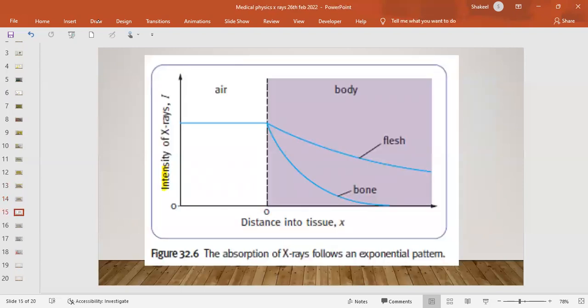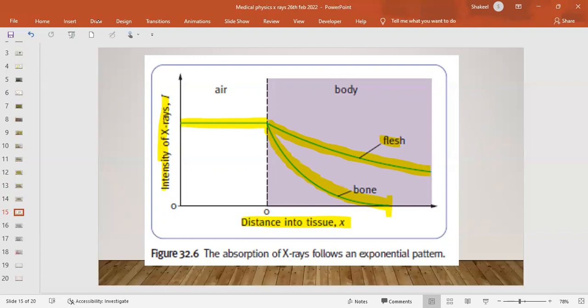So let's look here. This is the intensity along the y-axis and distance along the x-axis. If the X-ray is passing through air, let's say, its intensity is not greatly reduced because it has to cover a shorter distance and air density is very low. But if it is going through flesh, its intensity decreases exponentially, and if it is going through bone, then there is a greater decrease in the intensity. And let's say after covering some distance in the bone, that intensity decreases to 0.